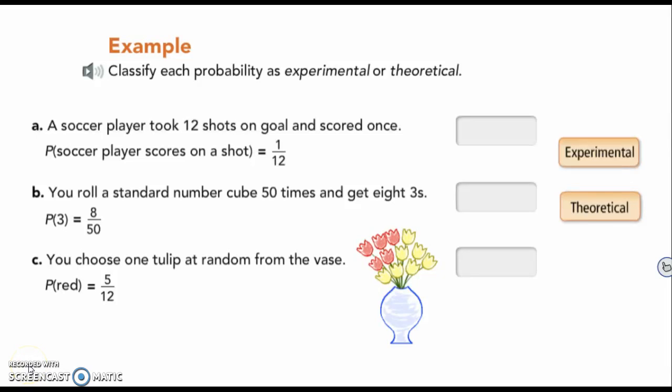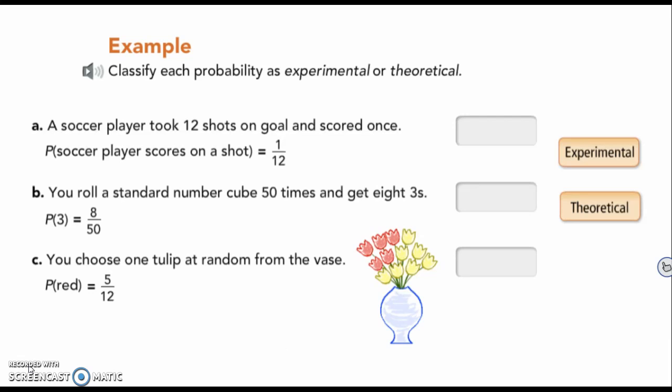Let's see if we can determine the difference between experimental and theoretical probabilities. Letter A: a soccer player took 12 shots on goal and scored once. The probability that the soccer player scores on a shot is 1/12. Is this experimental or theoretical?